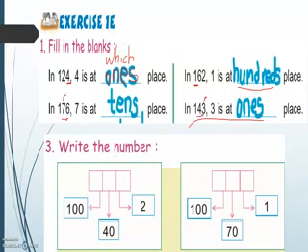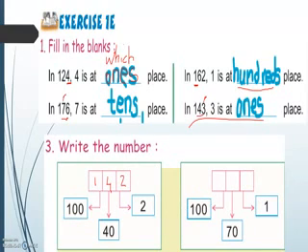Now look at the next question. Write the number. Here, in these boxes, place values are given. You have to write which number this is. 1 is at the hundreds place, 100. So 1. 40, which means 4 tens. At the tens place, 4 is the number. And 2 ones, which means 2 is at the 1's place.